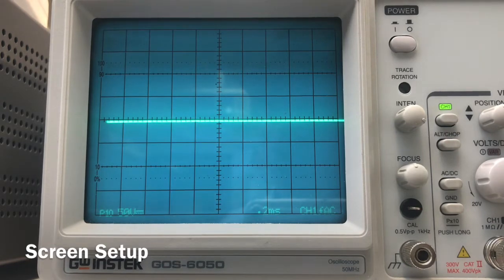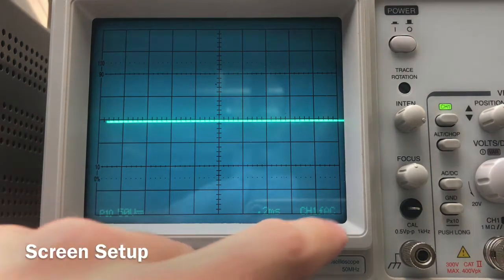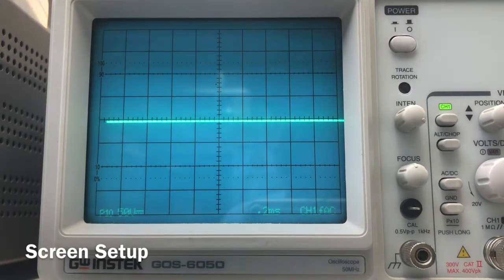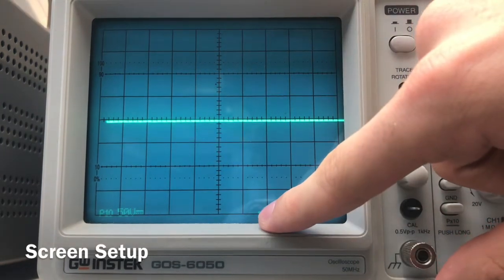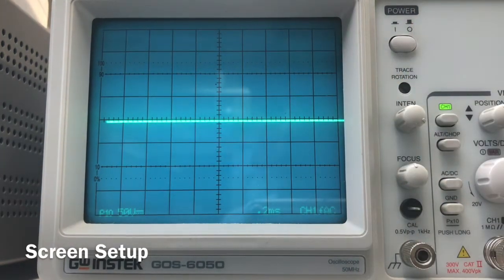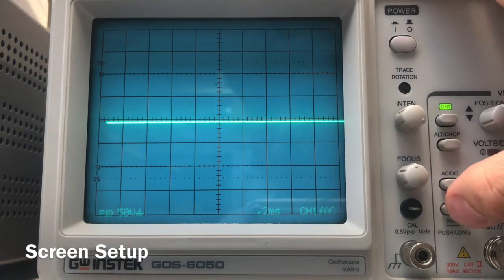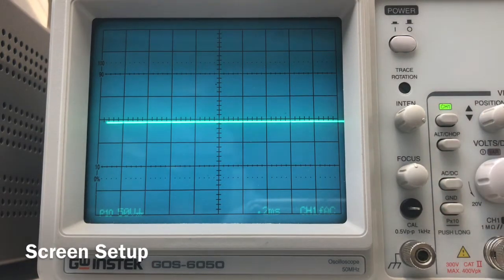At the bottom of the display, you can observe the channel, if it's channel 1 or channel 2, and also the volts per division or the time per division. You can also see if the signal is grounded or not, and if the signal is set to AC or DC mode. More advanced settings such as probe settings and triggering information can be seen.